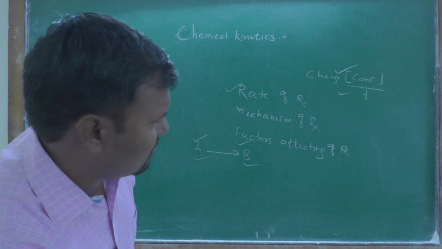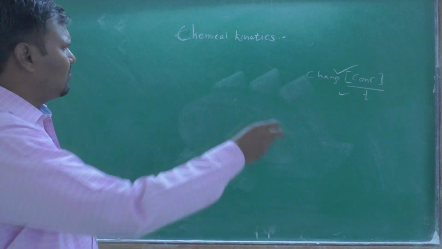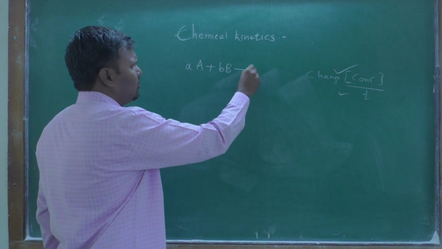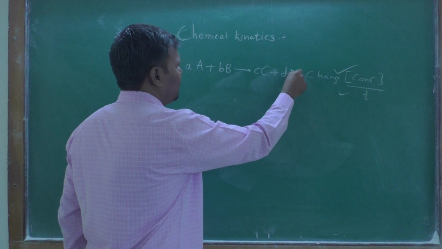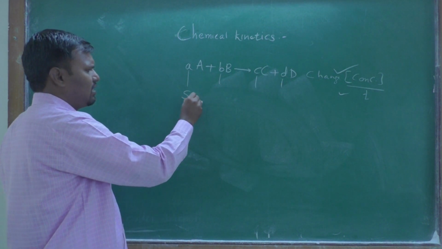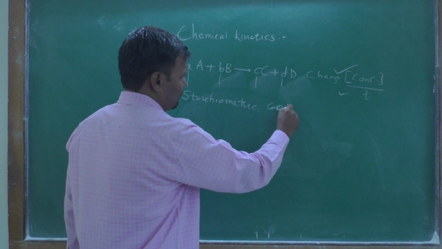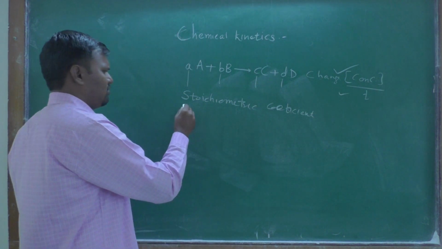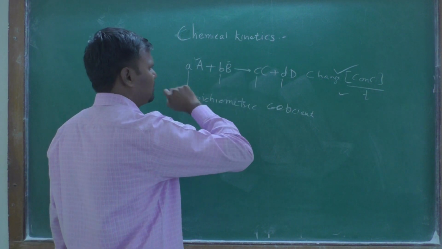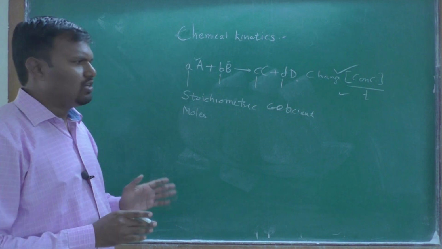Suppose a reaction is there: a mole of A and b mole of B give c mole of C and d mole of D. These a, b, c and d are stoichiometric coefficients, the number of moles of A, B, C and D.